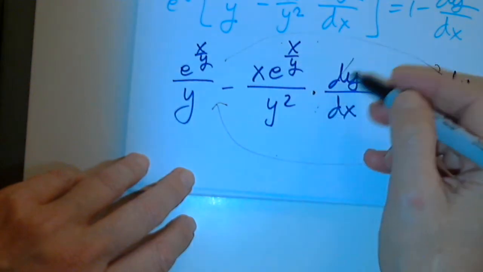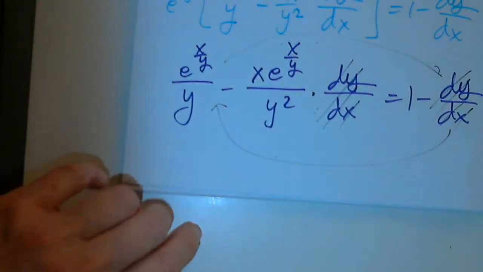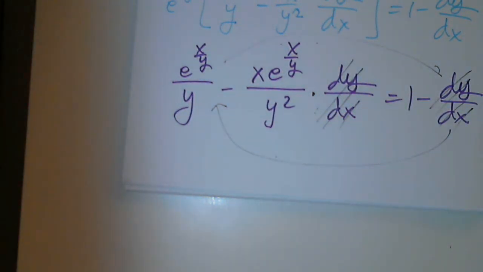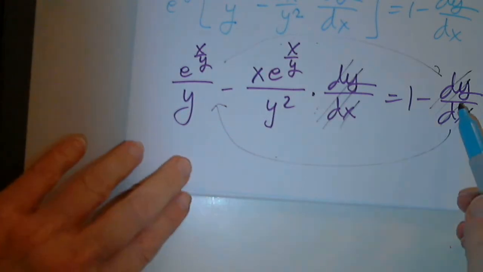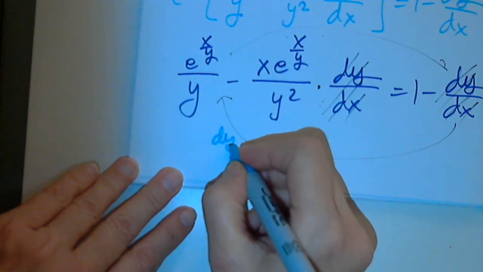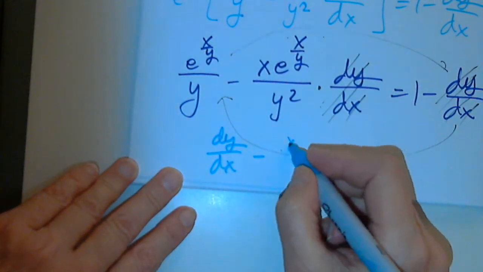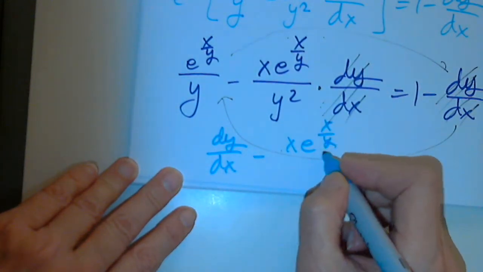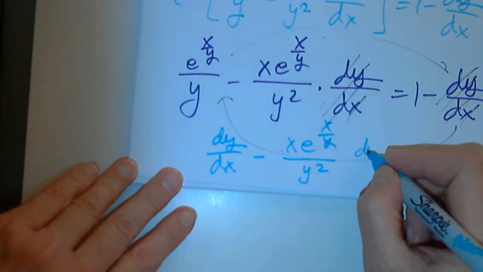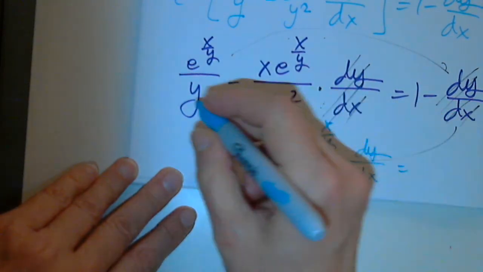But we have to keep the two terms that have the variable on one side, and the terms without the variable on the other. But it doesn't matter if you want dy over dx on the left and everything else without it to the right, or the other way around. So which one? Okay, so I'm going to move dy over dx in front. Minus x e to x over y squared dy over dx equals 1 minus this.